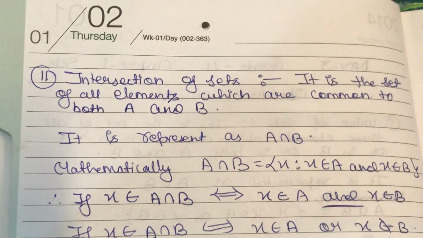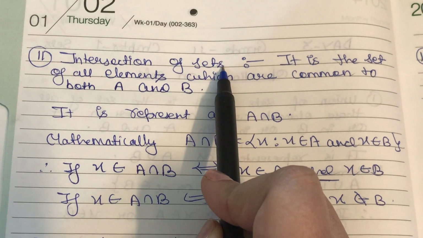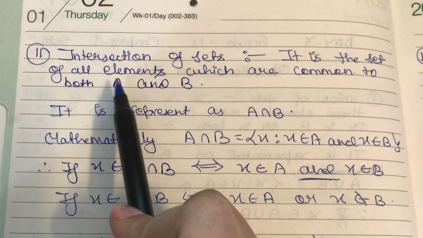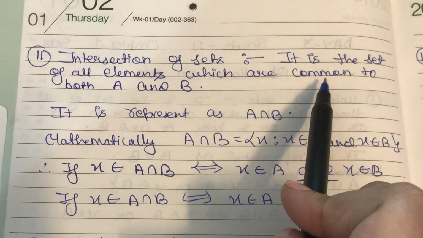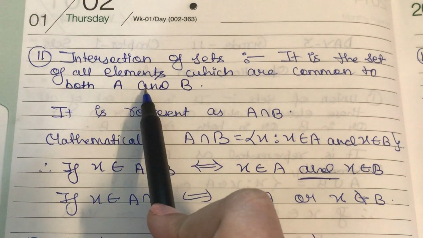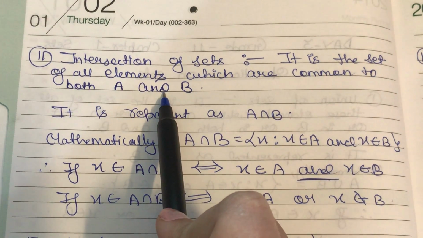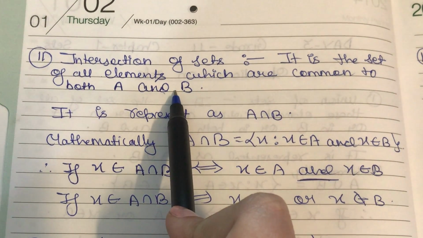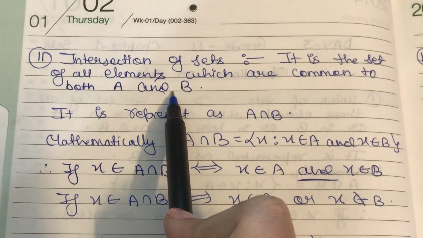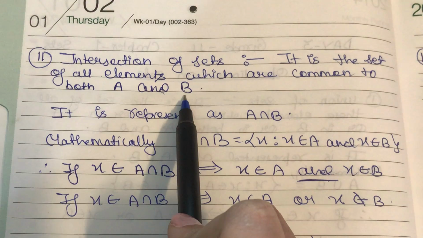Now let's move ahead. The second operation is intersection of set. It is the set of all the elements which are common to both A and B. Here I am using AND. Earlier I was using OR. So here I'll take only those elements which are common in both A and B.